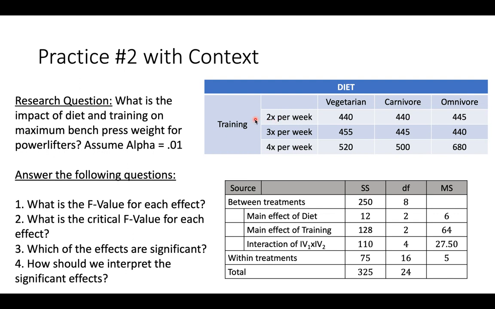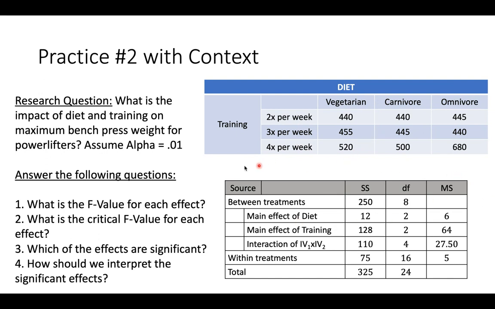Our powerlifters train either 2 times a week, 3 times a week, or 4 times a week, training down here, the other variable on the left. And so we actually end up with 9 separate groups of powerlifters because we have a 3 by 3 factorial ANOVA. And we can see their bench press maxes here in the middle of our table with our numbers. So this is our means table. It shows us the exact mean of each of our 9 groups of powerlifters.